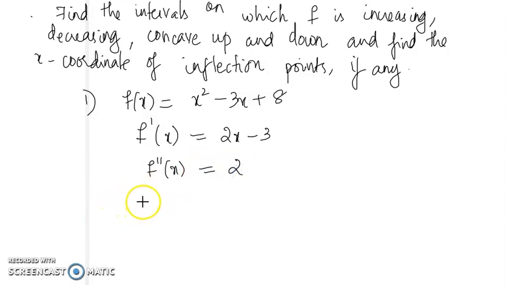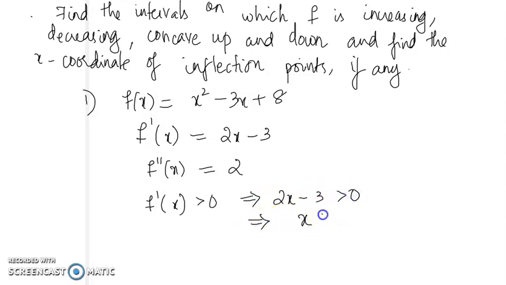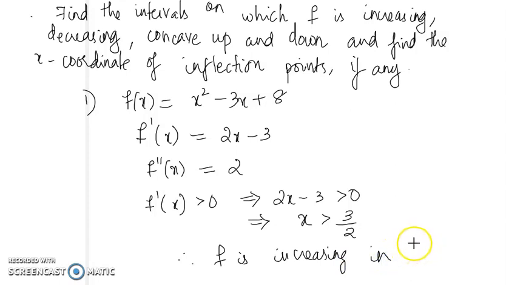Now for finding out where the function is increasing, you have to find all the points where f dash is greater than 0. So f dash is greater than 0 implies 2x minus 3 must be greater than 0. That implies x is greater than 3 by 2. Therefore f is increasing in the closed interval 3 by 2 to infinity. And next we will find where the function is decreasing.